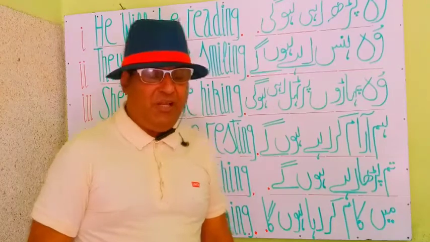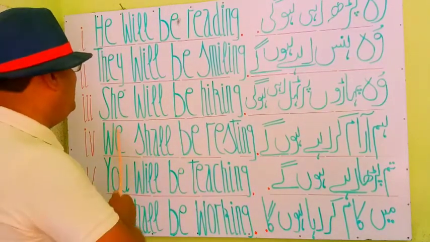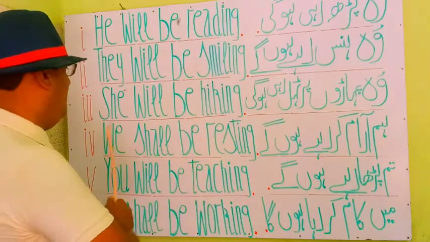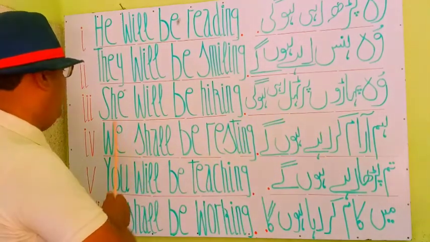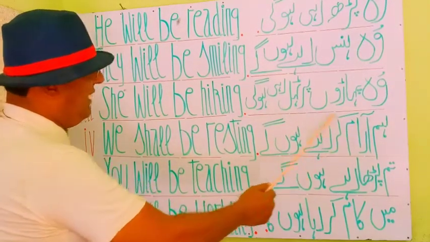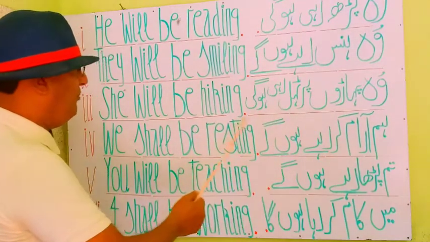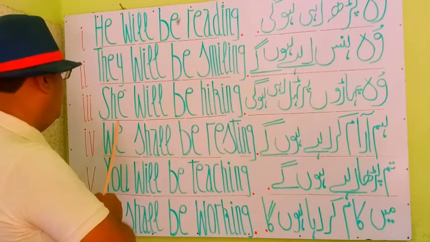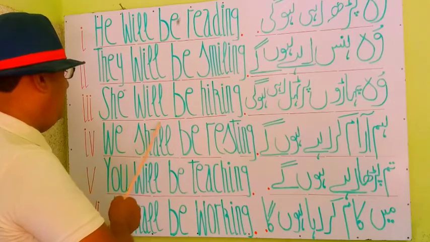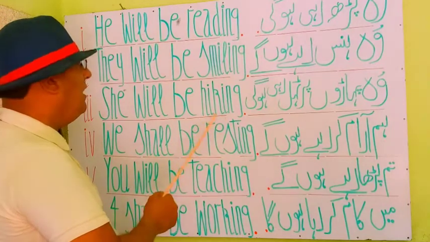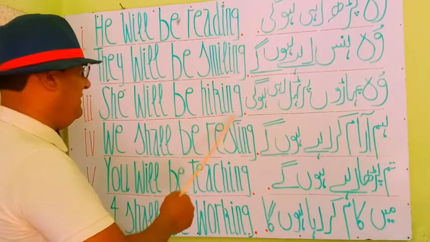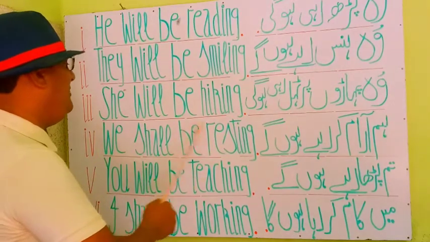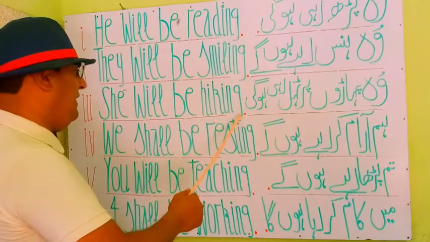Let's proceed to the next one. आइए अगले जुमले की तरफ बढ़ते हैं। Next is she will be hiking, वो पहाड़ों पर टहल रही होगी। You see my students, she is a singular pronoun and it indicates the singular female, and will be is a helping verb, and hiking is a verb, and वो पहाड़ों पर टहल रही होगी is a statement, and in English she will be hiking.